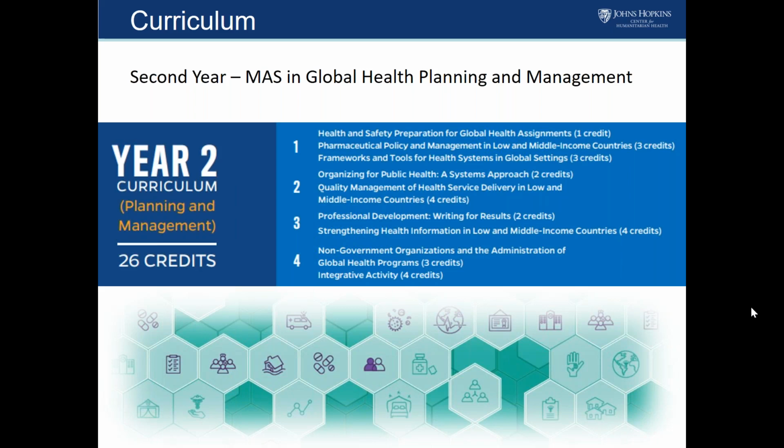The third term, the professional development and writing session, is available also for this group, because both groups will be doing their own integrative activity. Health information systems are extremely important for understanding how organizations function, how services are delivered. So we'll have a course on that in the third term. And then in the fourth term, in addition to doing the integrative activity that's geared toward improving program management in low and middle income countries, we'll have a course specifically on working with non-governmental organizations, because they play such a major role in global health in low and middle income countries.